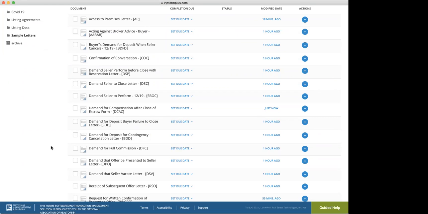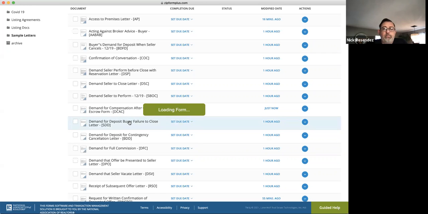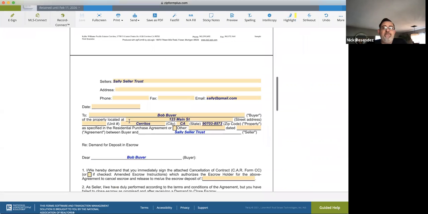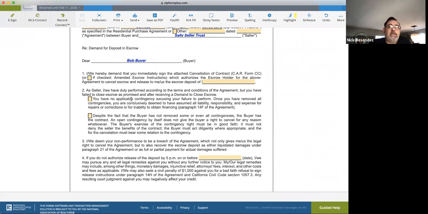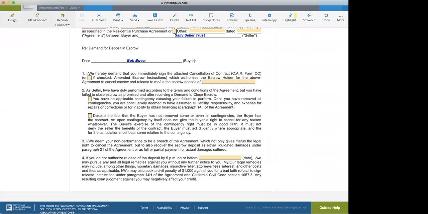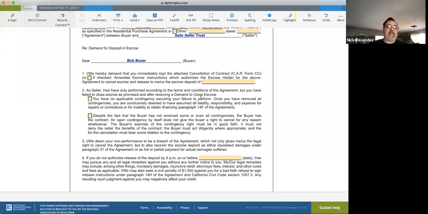Okay, so if they have not removed all contingencies, would that also stand? So let's take a look at it again. It says here, there's options. Either you don't have an applicable contingency giving you the right to perform. This would be an example of a couple things. One, let's say the buyer's removed all their contingencies and they say, we're canceling. Well, this letter would say you don't have the right to cancel.